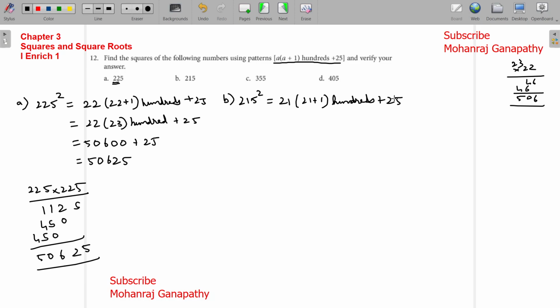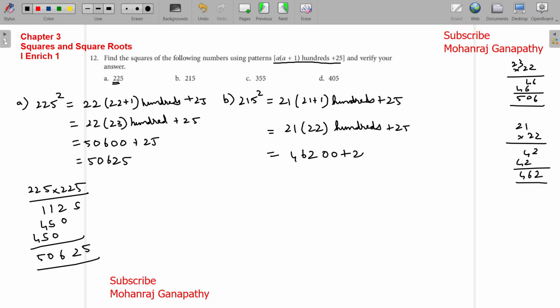That is equal to 21 into 22 hundreds plus 25. 21 into 22 is 462. Since it is 100, you have to add 2 zeros, and 462 00 plus 25 is equal to 46225.